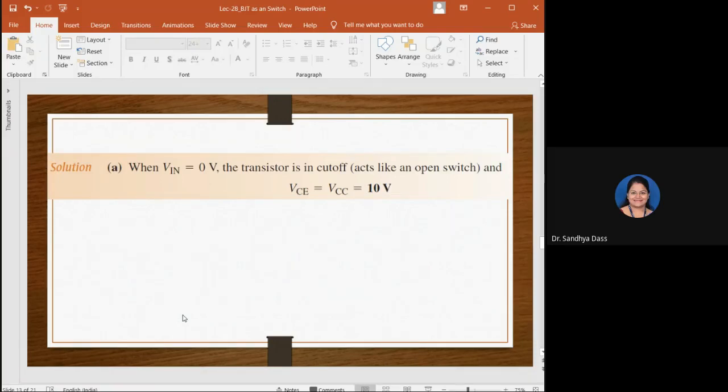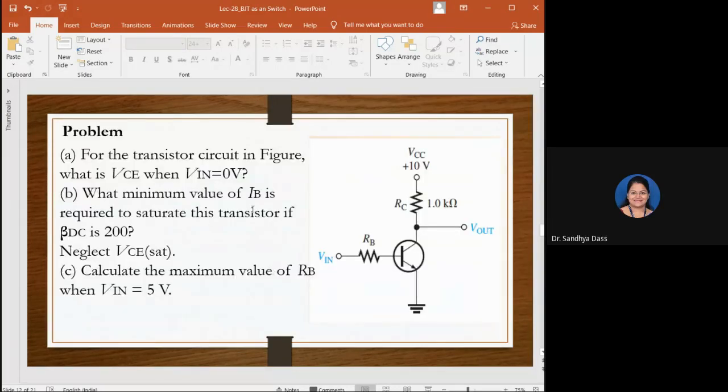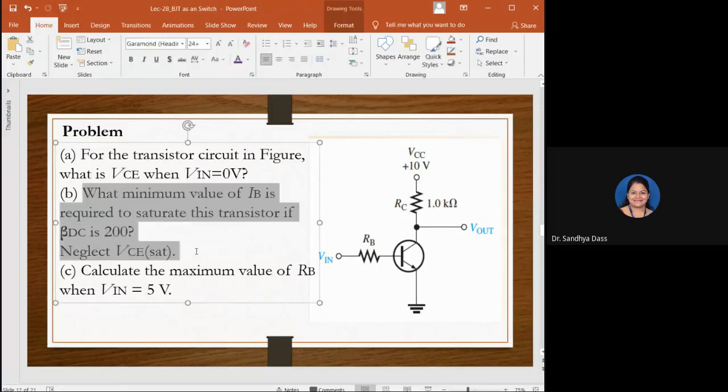Now, going back to the second question. What minimum value of IB is required to saturate this transistor if beta DC is given as 200? Neglect VCE SAT. Understand the question. What minimum value of IB is required? That means what is asked here? The minimum base current required. So what expression will you use?